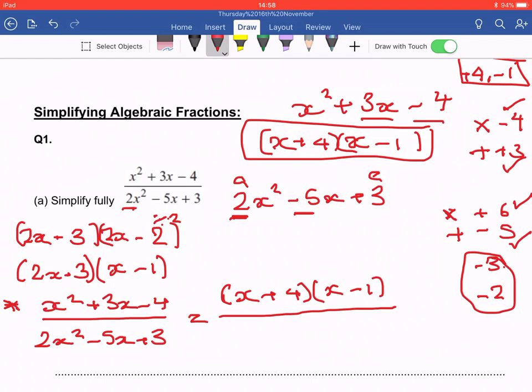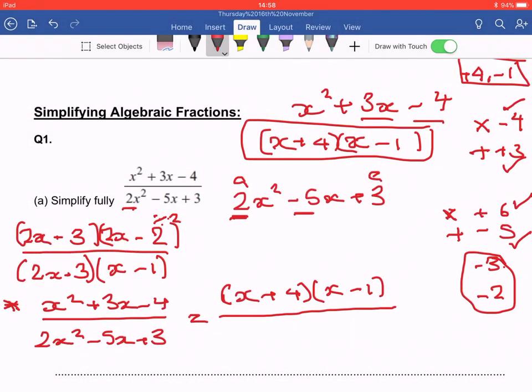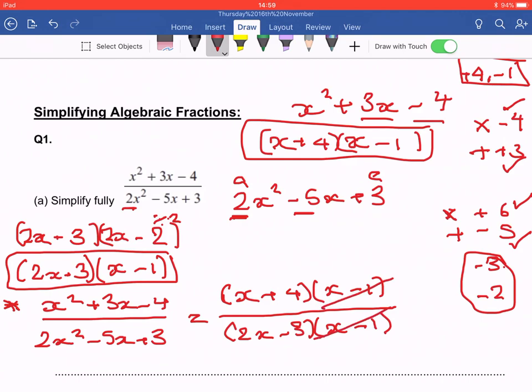And so when we factorise the bottom, we had it here. 2x minus 3, x minus 1. What do you notice, Miss Stanescu? I noticed that the x minus 1 bracket is the same for numerator and denominator. So what can we do? We can cancel them out. Choo, choo.